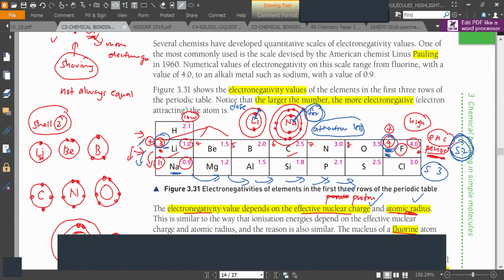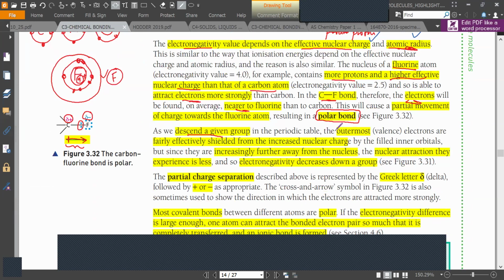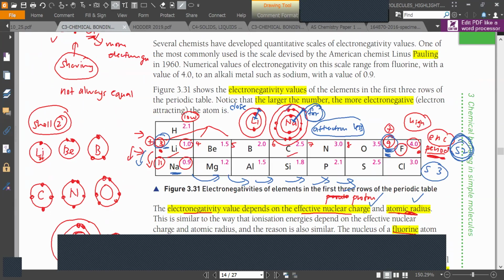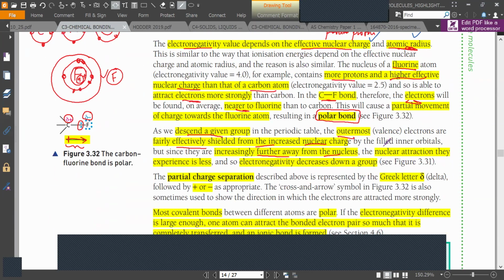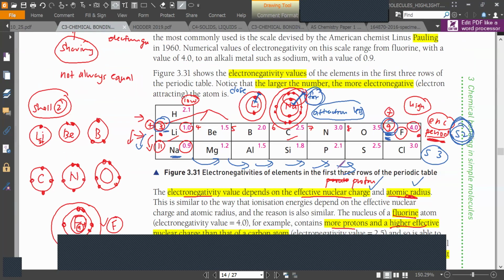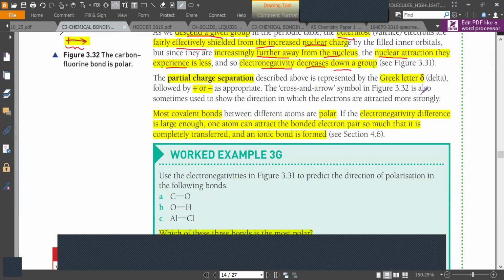When we go down a group, electronegativity will decrease. The outermost electron is shielded from the increase of nuclear charge and is further away from the nucleus, as I mentioned just now. So they experience less nuclear attraction, and electronegativity decreases down a group. So we need to understand the trend. Why like that? Going down the group it decreases, going across the period it increases. We need to understand why.